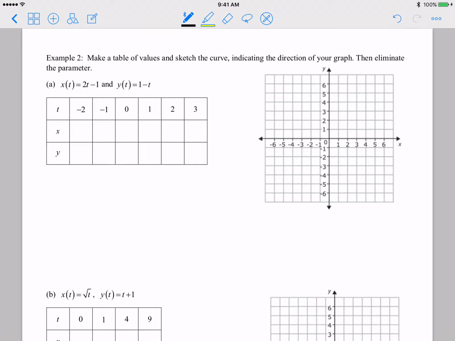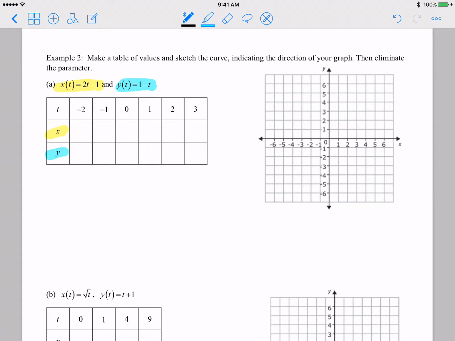Example 2, make a table of values and sketch the curve indicating the direction of your graph, and then I'm going to show you how to eliminate the parameter. For example A here, we have x of t given by 2t minus 1, and y of t given by 1 minus t. So what I'm basically going to be doing is plugging these t values into these equations. To get the x value, I'm going to plug t into the x function, and to get the y value, we're going to plug t into the equation for y of t.